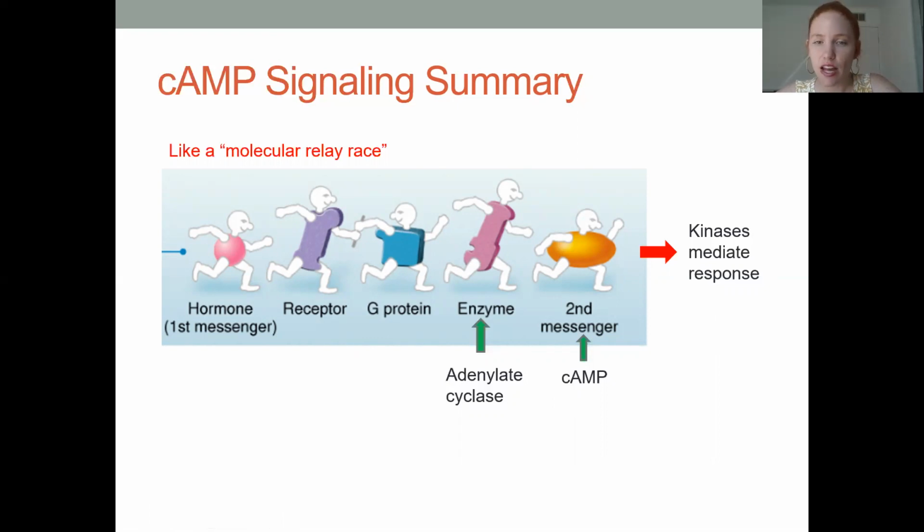Okay, so why do water-soluble hormones need a second messenger? They need that second messenger because they are unable to get into the cell to cause the response themselves. Instead, they need some other thing to trigger the response, and that's the second messenger. Okay, so don't lose sight of that important fact.